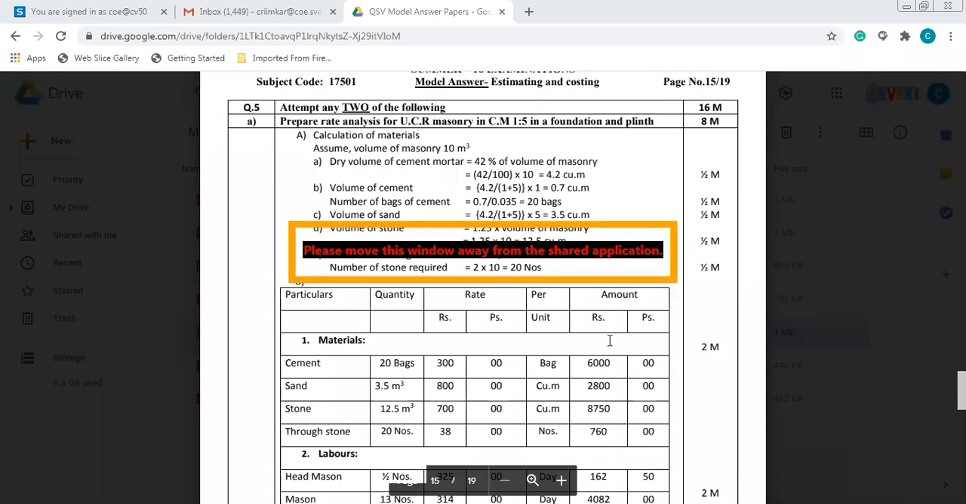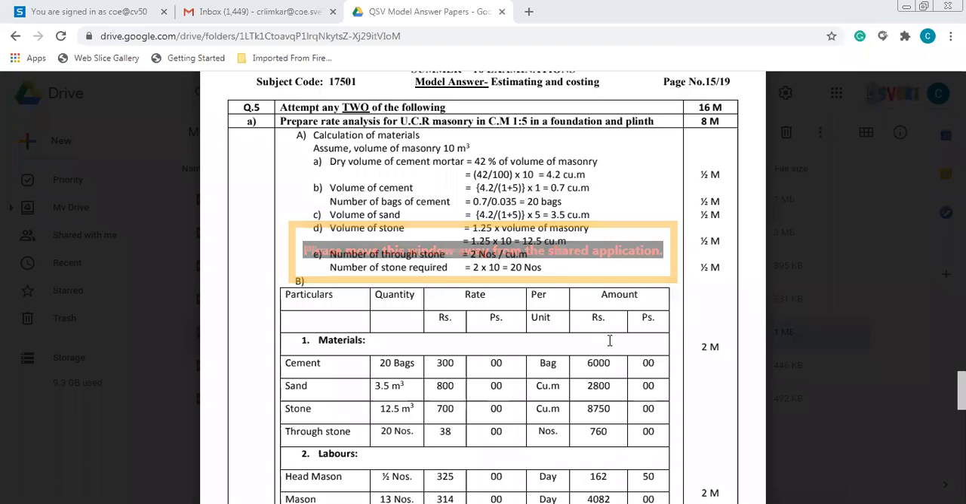Now, the second step: out of this total 10 meter cube volume, we have to find the dry volume of the cement mortar. UCR masonry is a combination of uncoursed rubble, that is stones, and cement mortar, like brick masonry has bricks and cement mortar. So we first have to determine the volume of the cement mortar. How are we going to determine that?